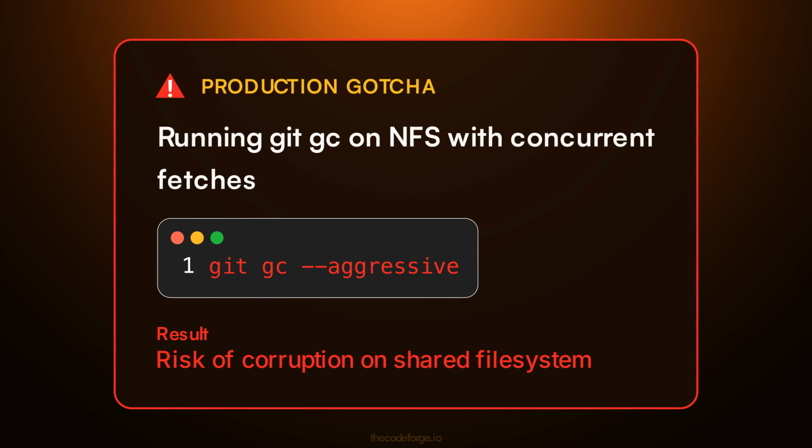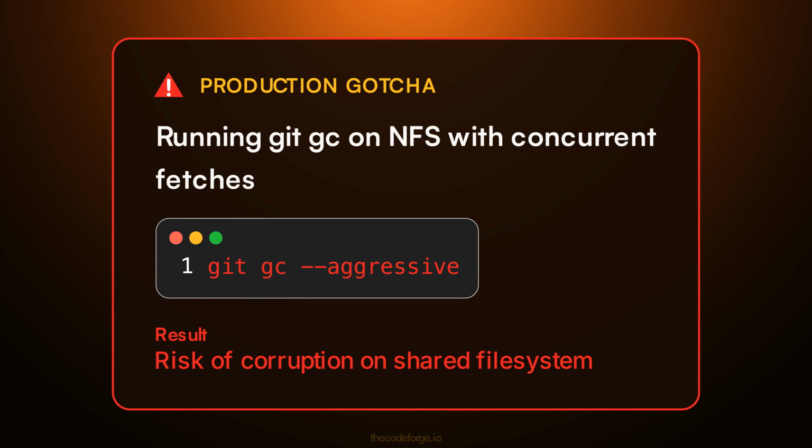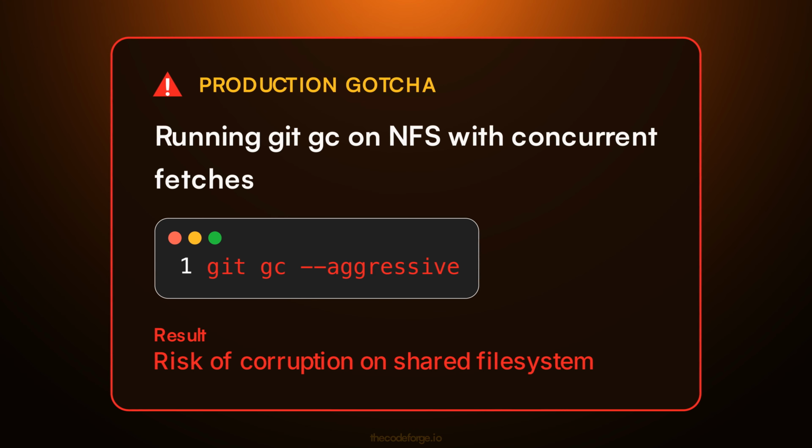Running git gc on a bare repo with many concurrent fetches can cause corruption. Git 2+ has gc.autoDetach to run in background, but on shared file systems like NFS, it's risky. Always run git gc during maintenance windows.